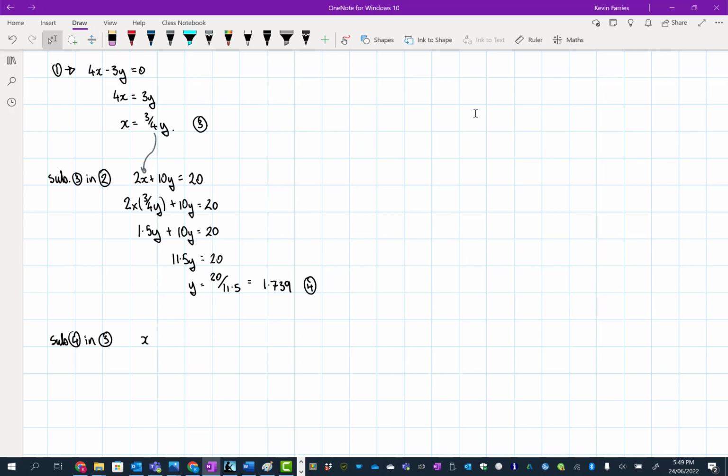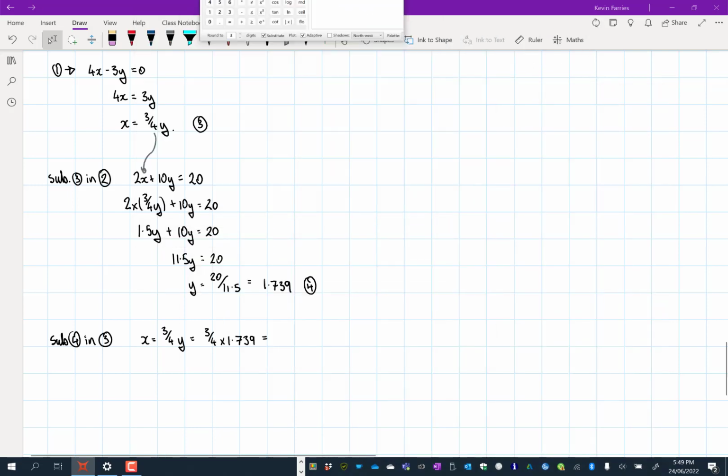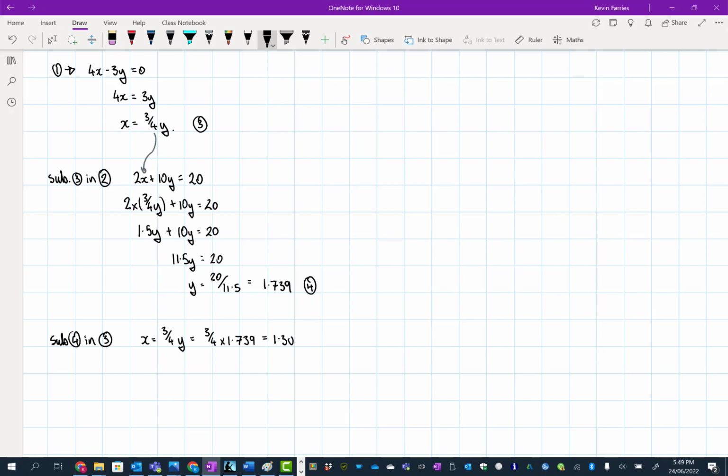Then we're going to get x is equal to 3/4 y, which is going to be equal to 3/4 of 1.739, which is going to be equal to 3 divided by 4 times 1.739, 1.304. And we've now solved the problem. So we figured out x and we figured out y.